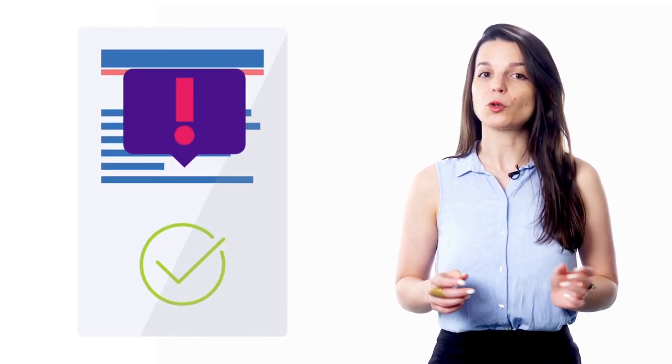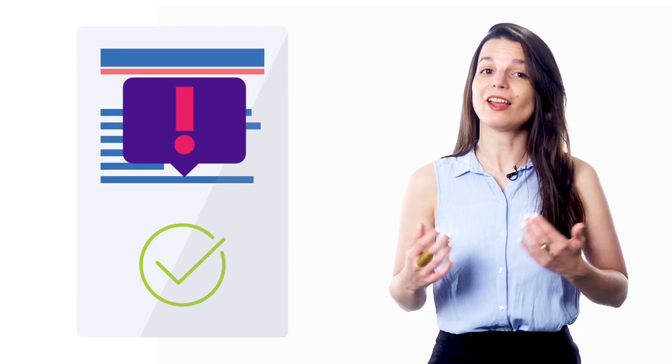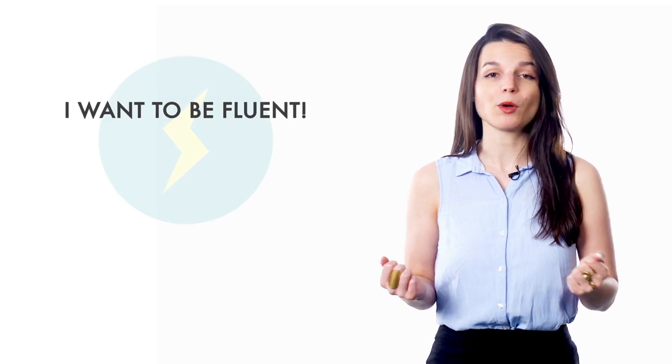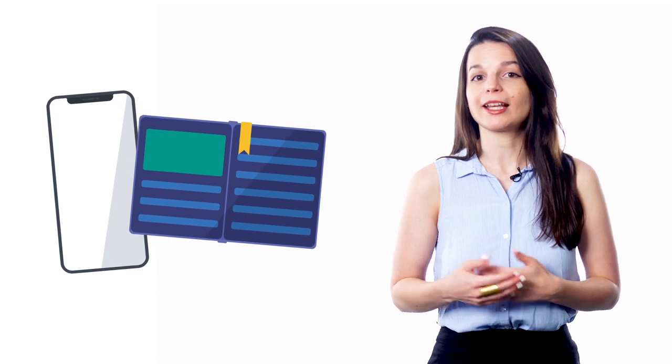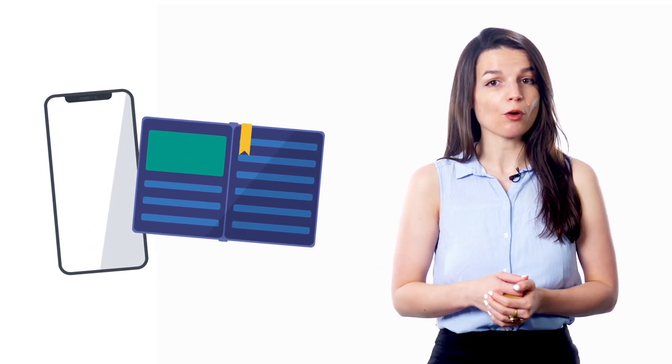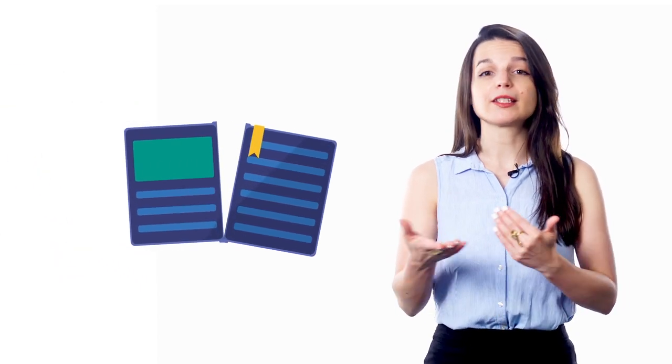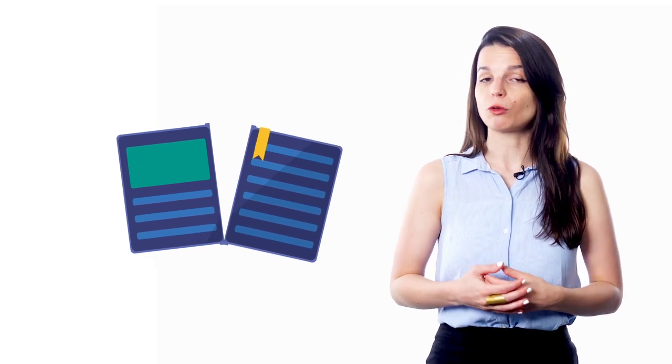But how do you set goals to ensure you can reach them and get that feeling of satisfaction? The best way to see real results and achieve your language learning goals is to set small, measurable goals. Many people make the mistake of setting big, vague goals, like, "I want to be fluent," or "I want to speak a new language." Then they download an app or get a textbook and they try to reach their goal. But they quickly give up because the goal they've set for themselves is too overwhelming.